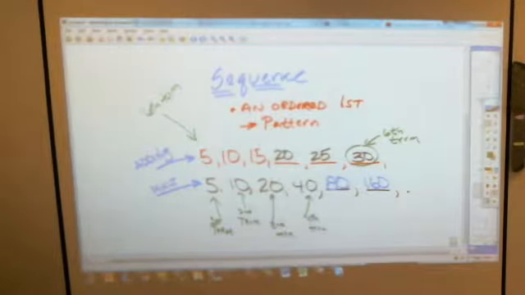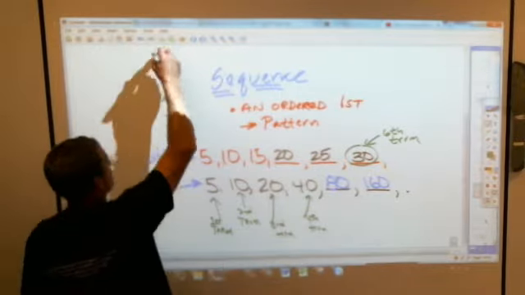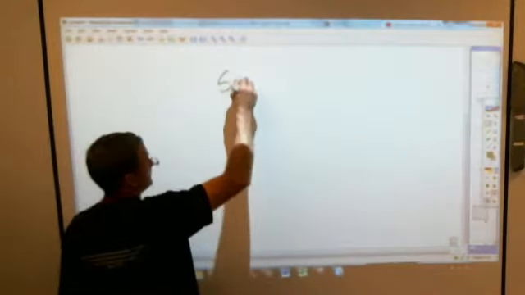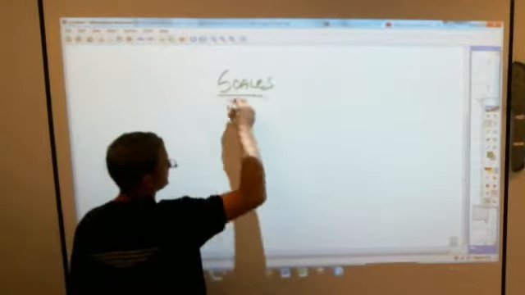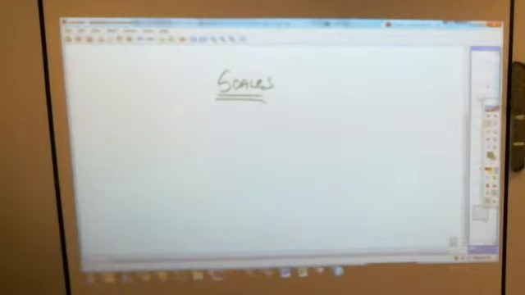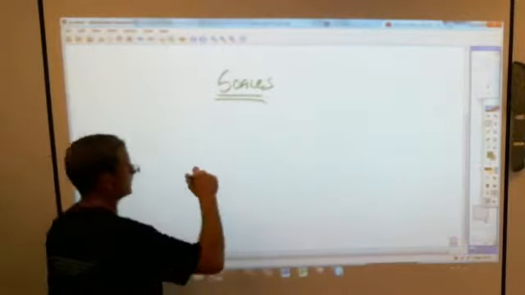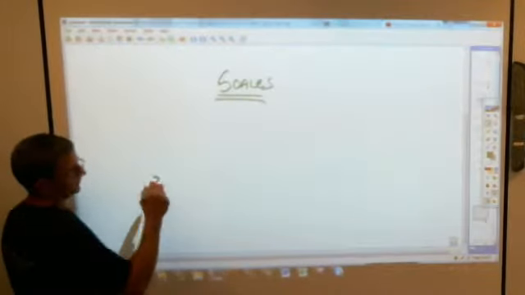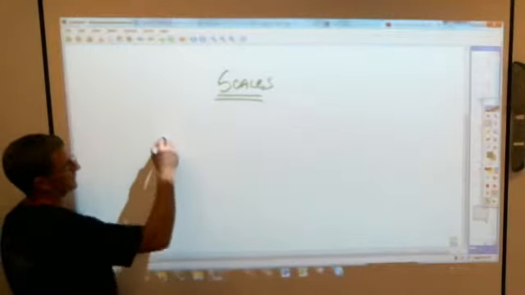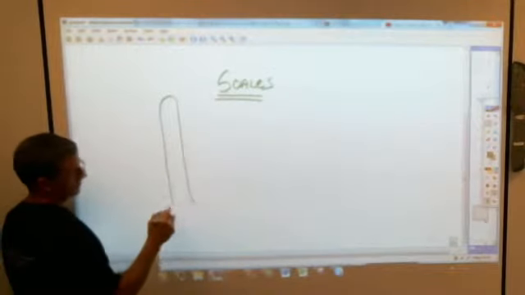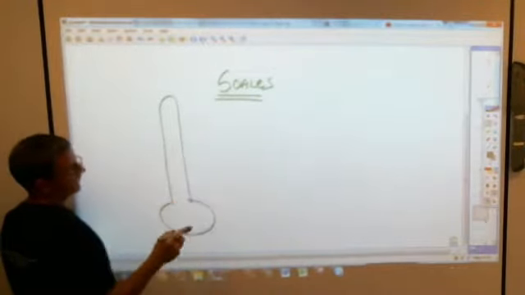Perfect. Now, blank piece of paper again. And on top of this one, write the word scales. And a lot of times, especially in math books, when they talk about scales, they like to show the old-fashioned thermometer, which we never have anymore.